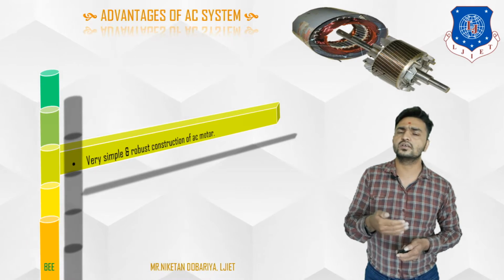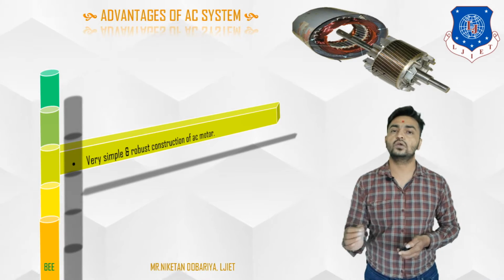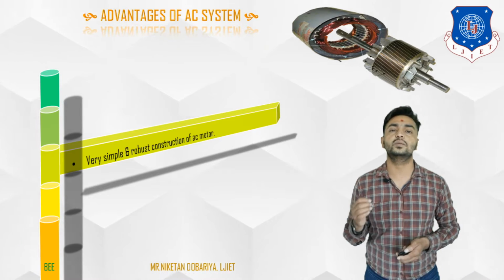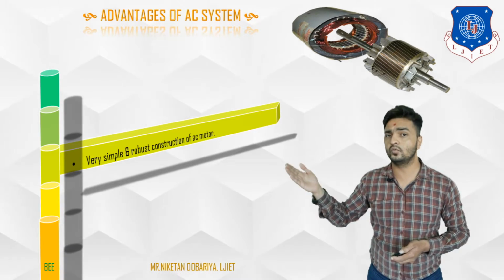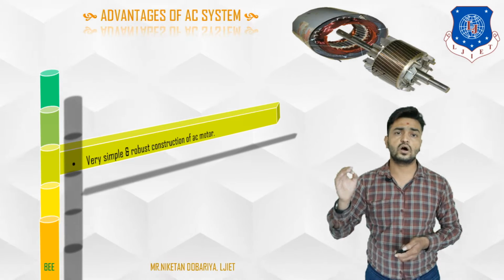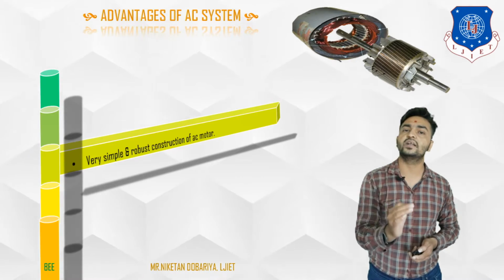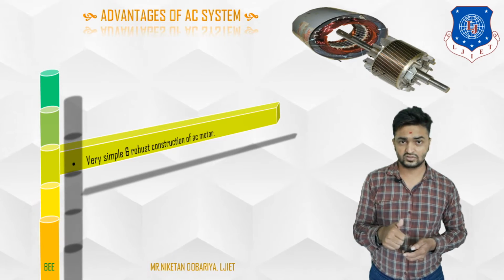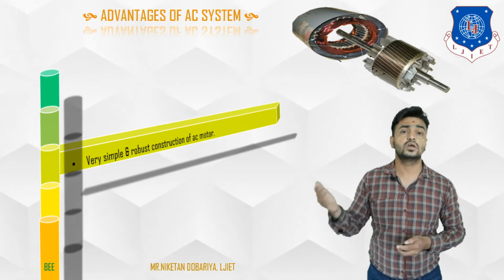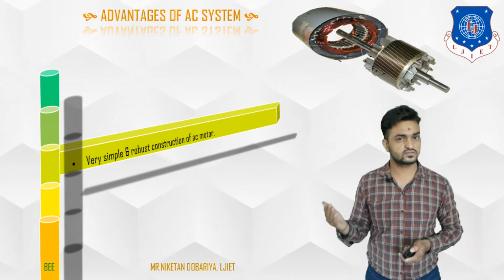Let's say if we had installed a DC system, then we need to use DC motors. So if we compare AC motor and DC motor, then the construction of an AC motor is very simple as well as robust compared to a DC motor. So again, that is one of the major advantages of the AC system.